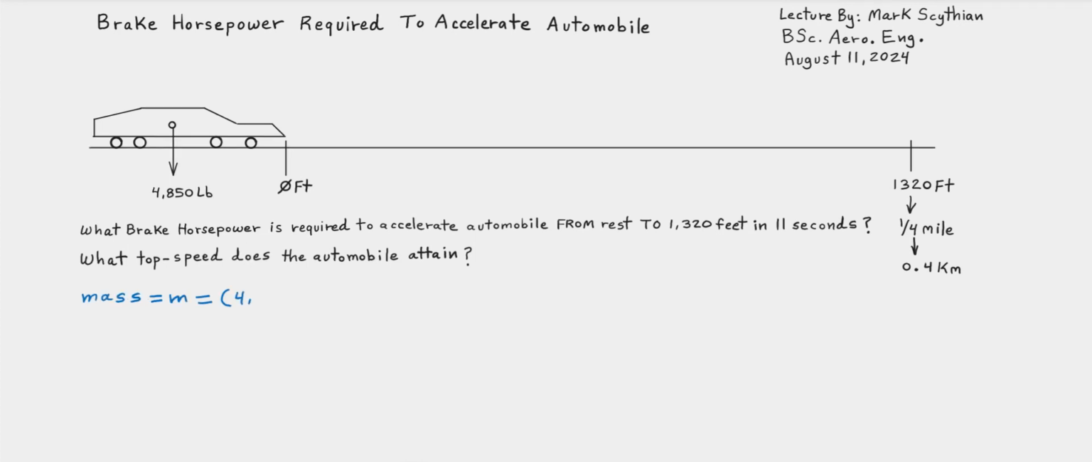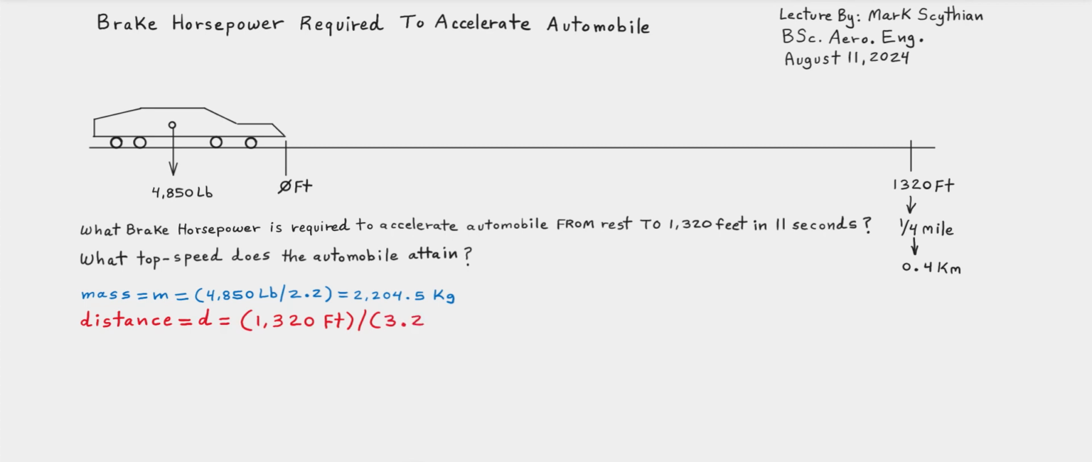So the first step is to quantify the vehicle's weight in kilograms mass, followed by quantifying the distance, 1/4 mile, quantified in meters, and then keeping the universal measurement unit of seconds for time, in this case 11 seconds.